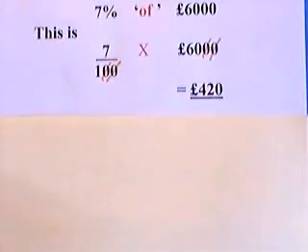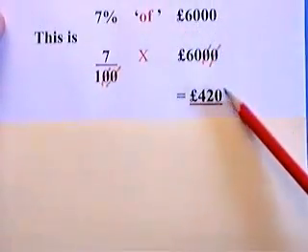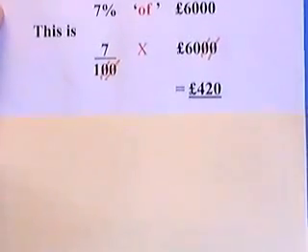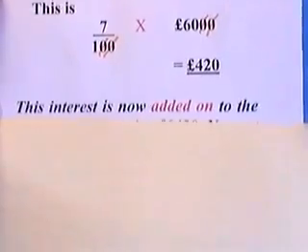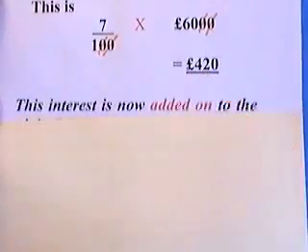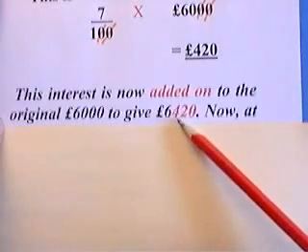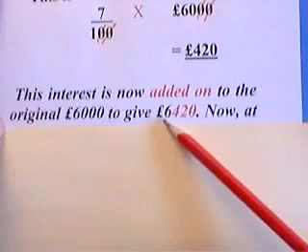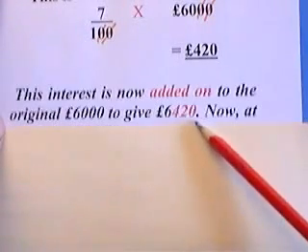So at the end of the first year, the £6,000 has increased by £420. Okay, so the total amount he has now, this interest is now added on to the original to give £6,420. So this is the amount he has at the end of the first year. The interest is added on. I've done it in red here.